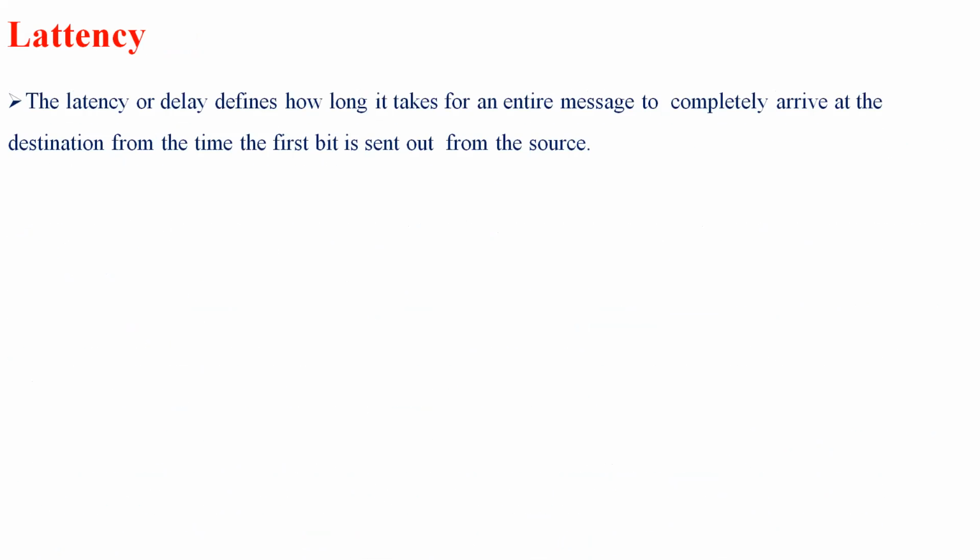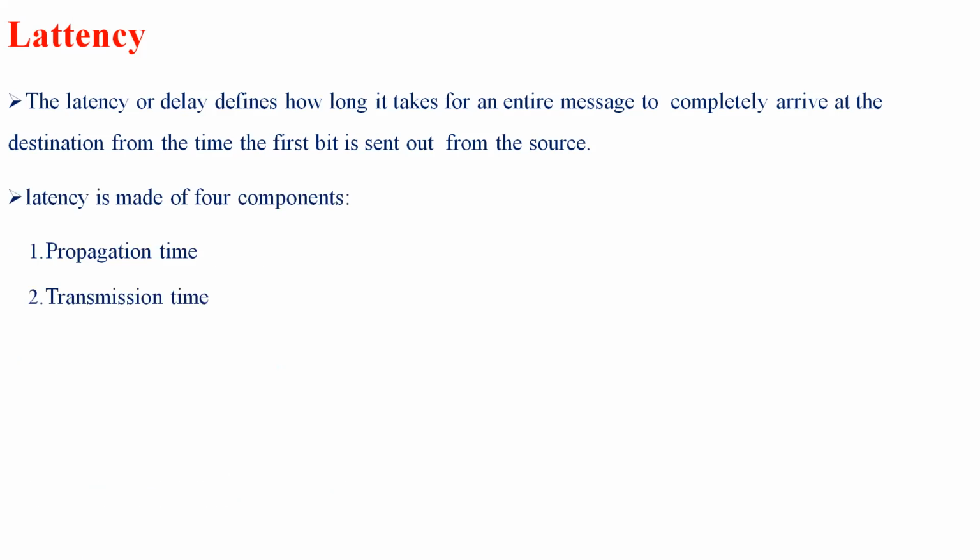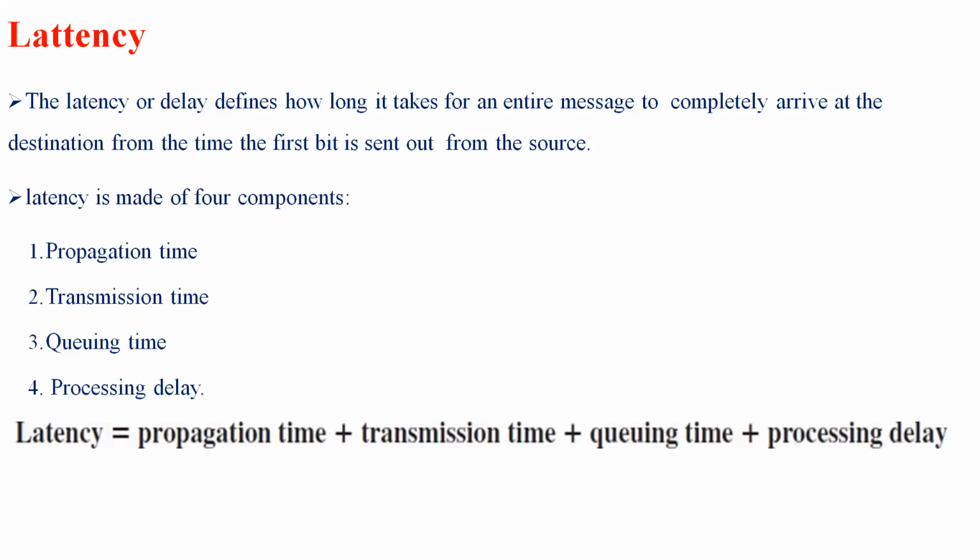Latency is also called a delay. Latency or delay defines how long it takes for an entire message to completely arrive at the destination from the time the first bit is sent out from a source. Latency is made of 4 different components: propagation time, transmission time, queuing time, and processing delay. So latency is the composition of all 4 different entities.